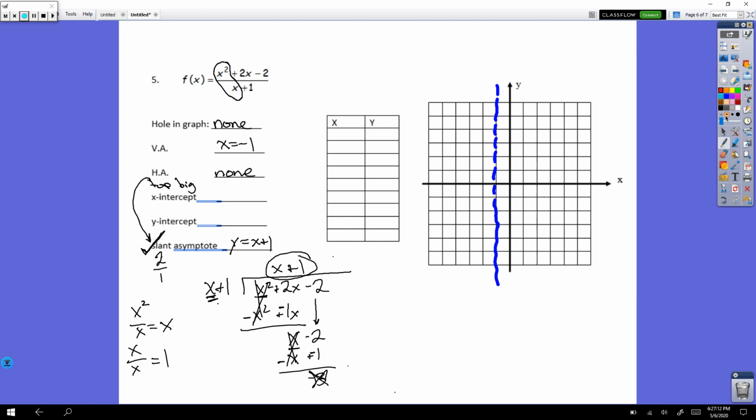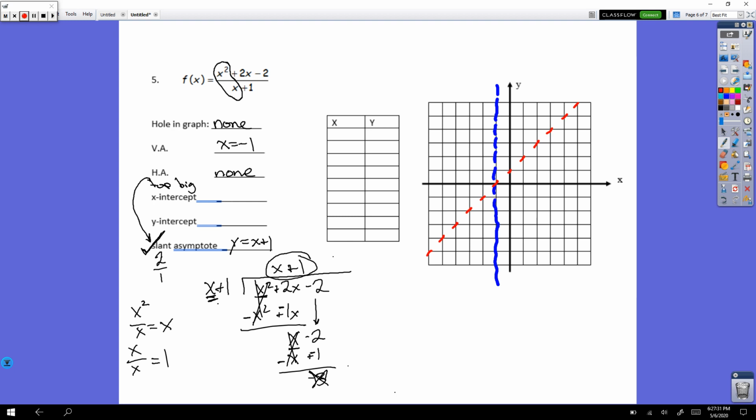So at positive 1, I'm going to go up 1 over 1. So I'm here, here, up 1 over 1, up 1 over 1, up 1 over 1, up 1 over 1. And then I just finish that going the other way. Okay, so there's my slant asymptote.